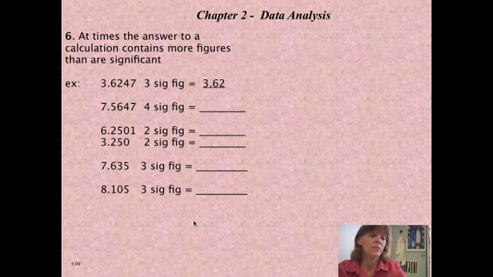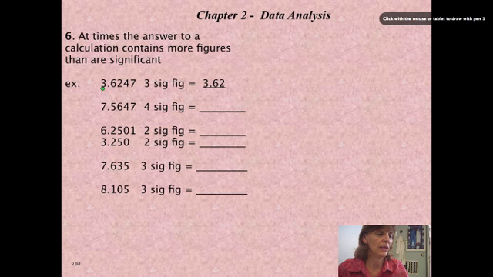Okay, sometimes the answer that you get out of a calculator has more digits than you can justify. So for instance, if you have the number 3.6247 and you want to show that it only has 3 significant figures, you'd round it to 3.62.